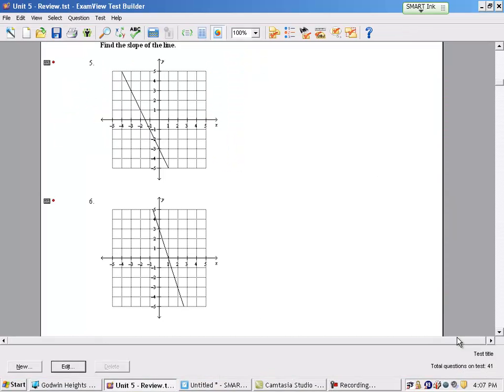Okay, then if you look at number 5, find the slope of the line. Remember, we're looking at rise over run. And if you look at the point that's right here and the point that's right here, if you go down 2 and over 1, and what I mean by that is from the point at negative 2, comma 1, and then the point at negative 1, comma negative 1, you're actually going down 2 and over to the right 1.